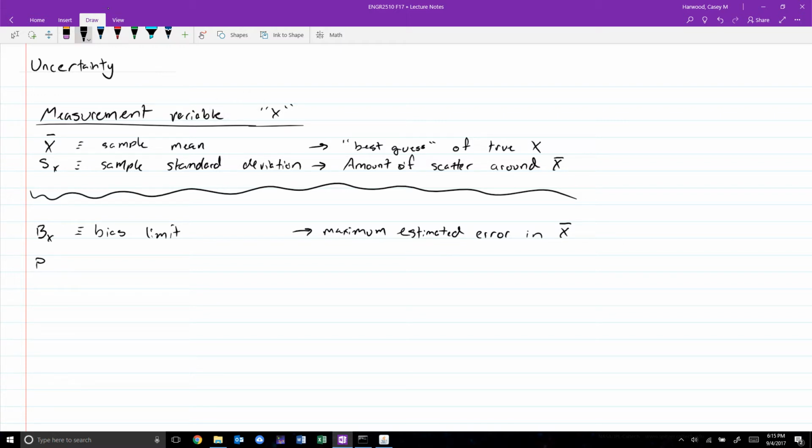Second one is P sub X, which we call our precision error. And this can be thought of as the bounding values of the random error containing some percentage of our measurements.